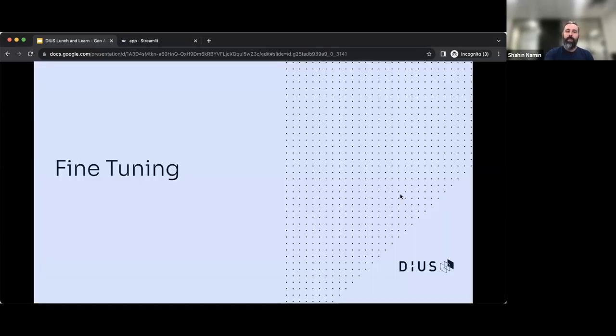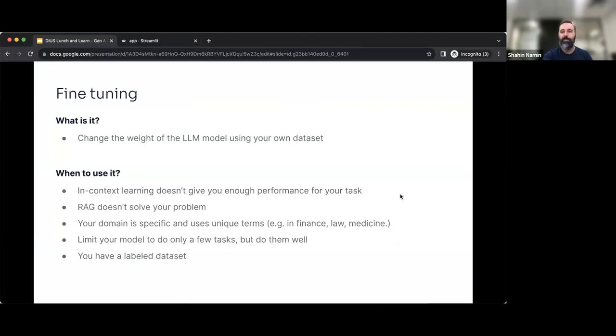So the next technique is fine-tuning. From this point on, the assumption is that you have some deep machine learning knowledge. We try to simplify that, but still there are some technical terms here that hopefully are understandable. So the idea here is that you are going to change the weights of the model using your own data set. And when would you use that? When we see that in-context learning or prompt engineering doesn't give you enough performance for your own task, or RAG doesn't solve your problem. As we saw, RAG is a specific technique that is suitable for some specific applications.